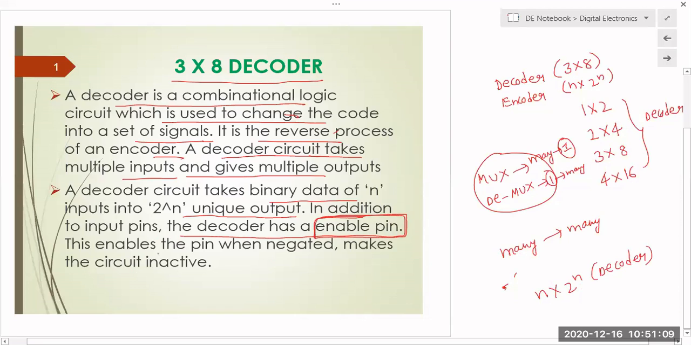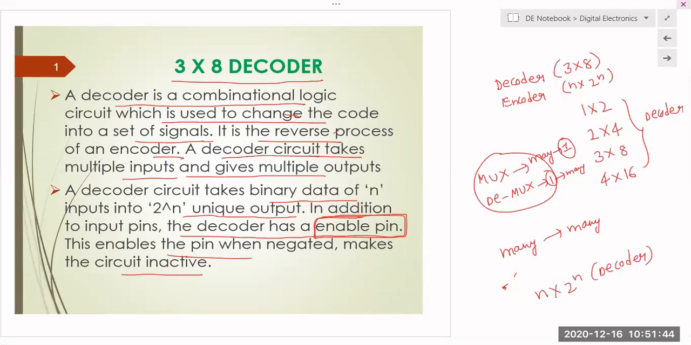This enable pin, when negated, makes the circuit inactive. What the enable pin does is, when the enable pin is activated, it will perform the operation. When the enable pin is 0, it won't perform any operation. For the circuit to be active or inactive, for a 3 to 8 decoding operation I have to enable the enable pin. If I don't want the decoding operation to be done, I can make the enable pin 0. Clear? All of you clear, right?